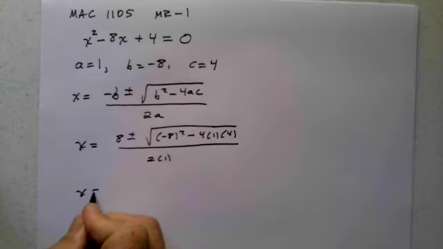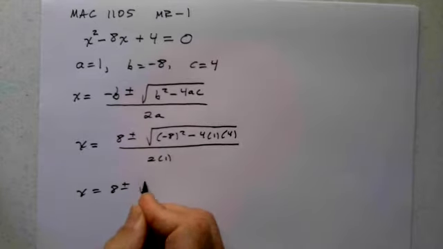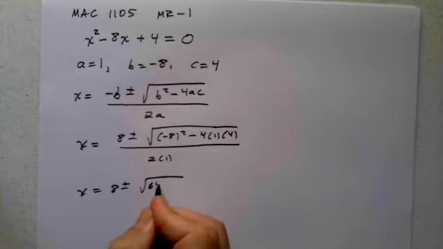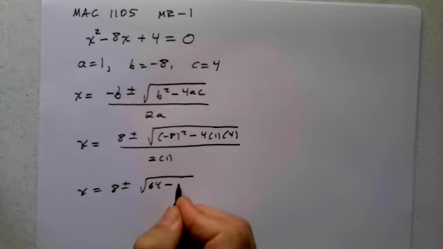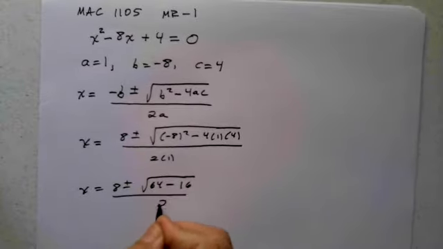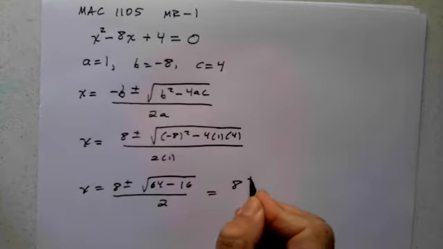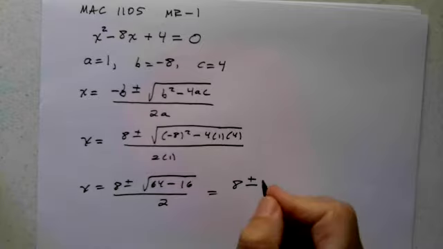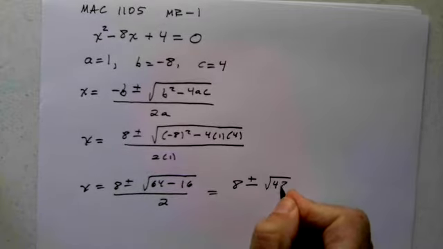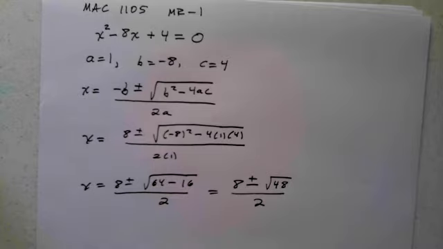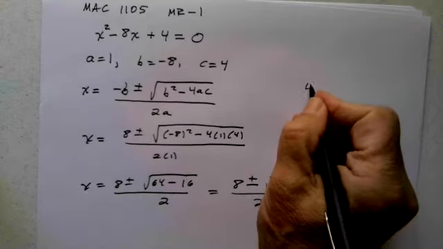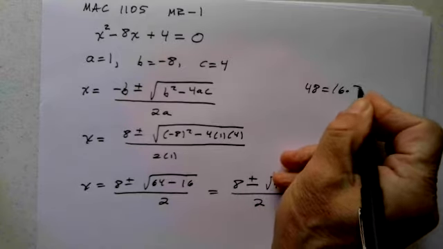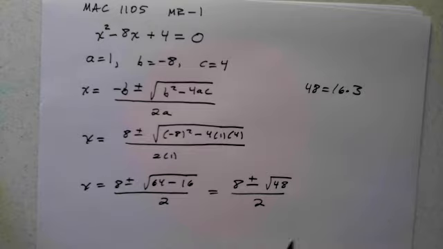So we get x equals 8 plus or minus the square root of -8 times -8 is +64, minus 4 times 1 times 4 is 16, over 2. So we get 8 plus or minus 64 minus 16 is 48. And we need to figure out a way to simplify the square root of 48. So you ask yourself, it is 4 times 12 for sure, but 48 is also 16 times 3. If you can find a perfect square in there, you can simplify it.